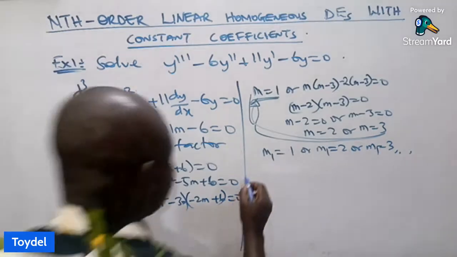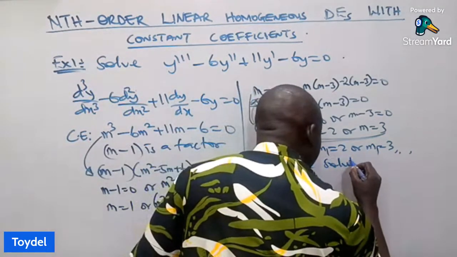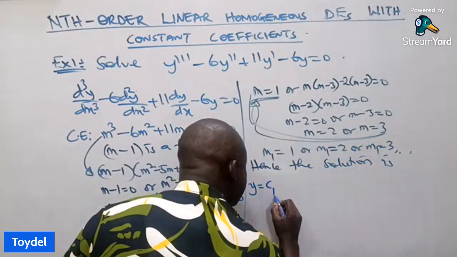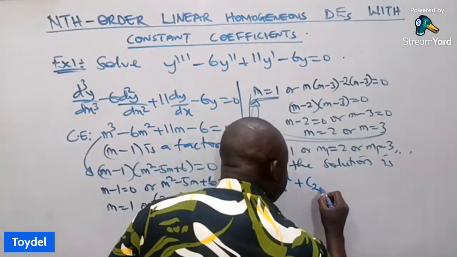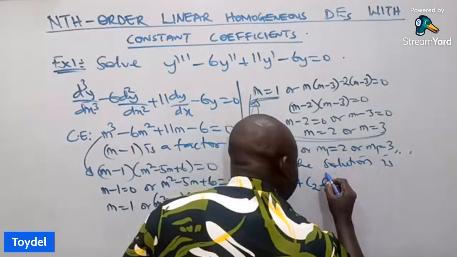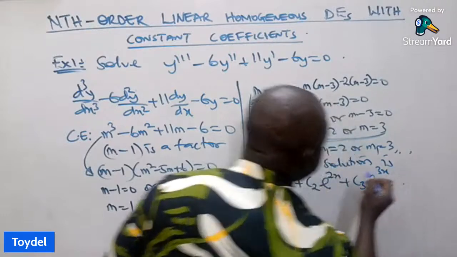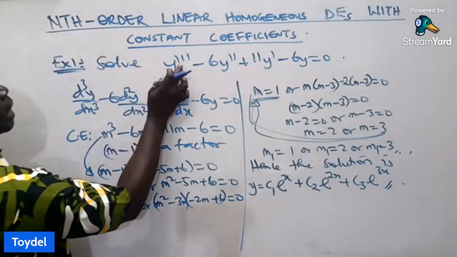Hence, the solution is y is equal to c1 exponential x plus c2 exponential 2x plus c3 exponential 3x. That will be the solution to that differential equation. So that's how to find the solution to that differential equation. So we have been able to do the nth order when n is equal to 3.